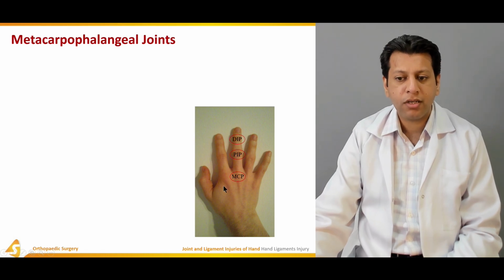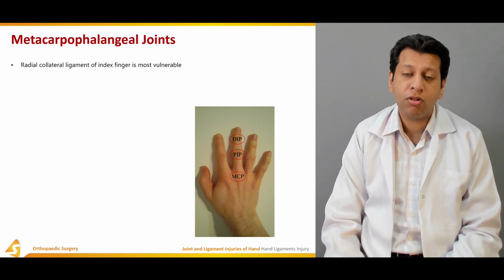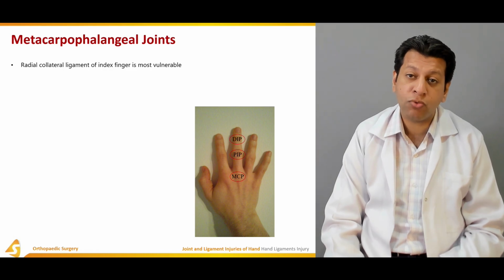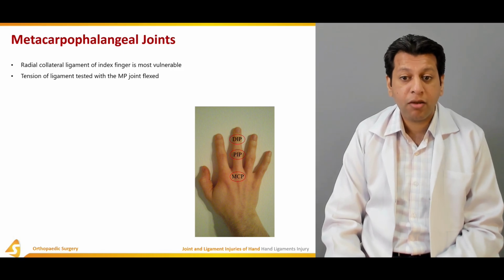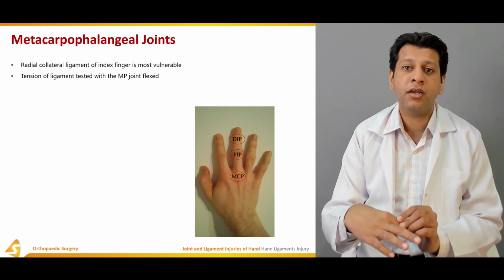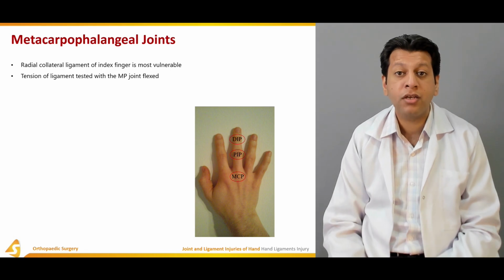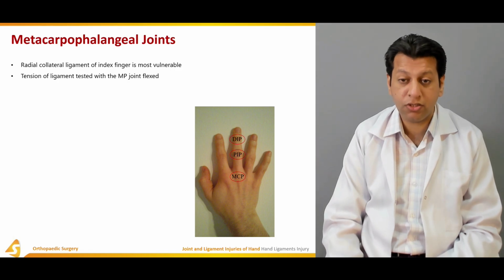The most important is the index finger, where the radial collateral ligament of the metacarpophalangeal joint is the most vulnerable. Although injury of the radial collateral ligament is very rare, if it occurs it is the most common of the metacarpophalangeal joint injuries. Tension of the ligament is tested when the metacarpophalangeal joint is flexed. You hold the hand and check the radial tension. If there is a lot of subluxation or laxity in the joint, this means the radial collateral ligament is likely injured.